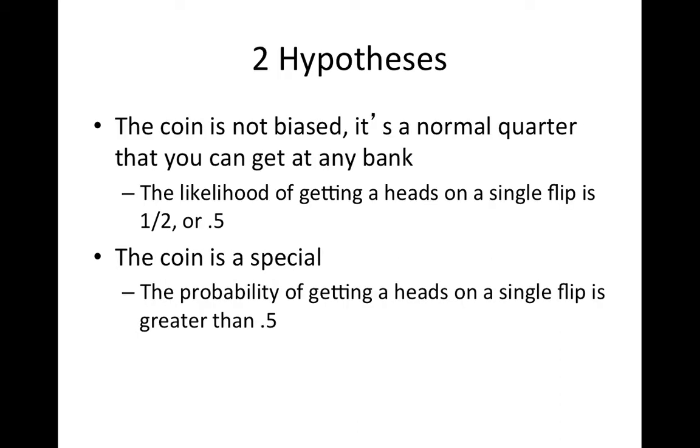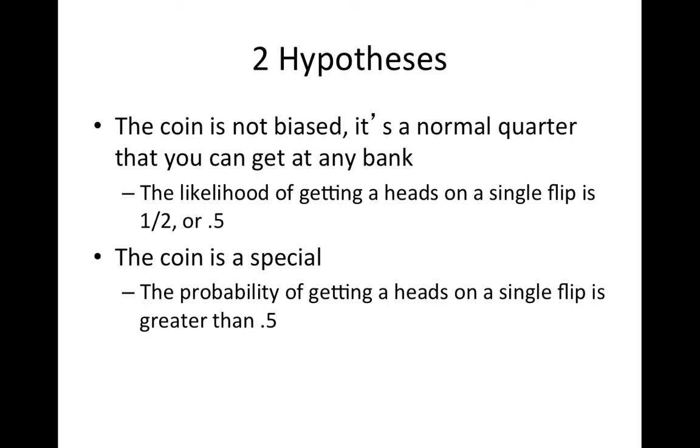Okay, so basically, we can talk about this situation in terms of two mutually exclusive statements about reality, or two hypotheses. One is the coin is not biased. It's a normal quarter that you get at any bank. It's not a special coin. Okay? The likelihood of getting a heads on a single flip is 0.5.